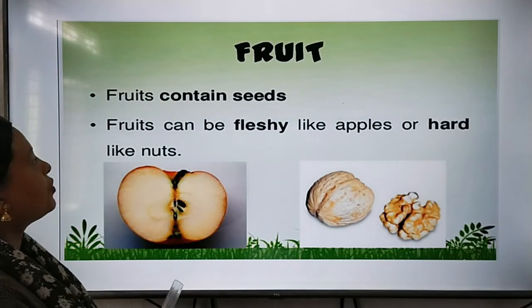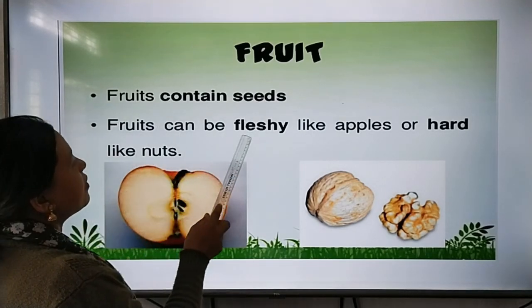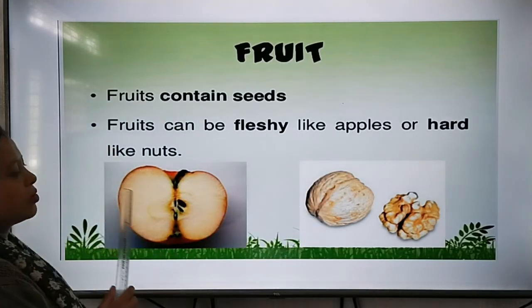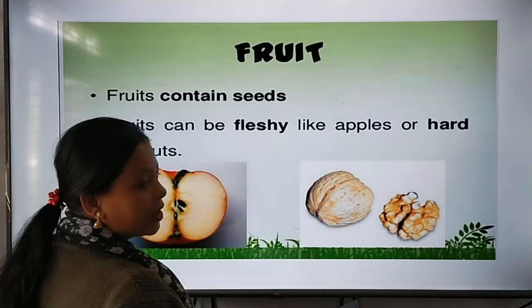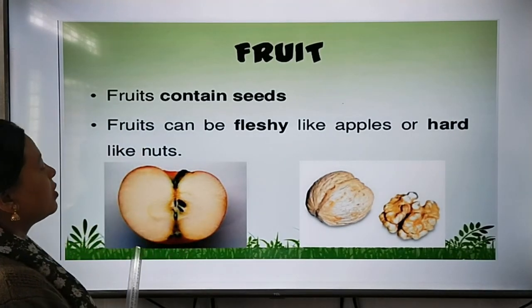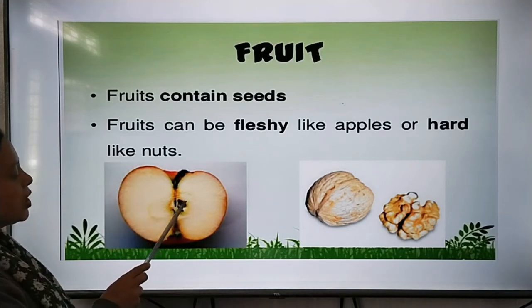Next one is fruit. Fruits contain seeds. Fruits can be fleshy like apples or hard like nuts. So dry fruits also come under fruits. Okay, and this is an example of fruits like an apple. Okay, so this is a seed.